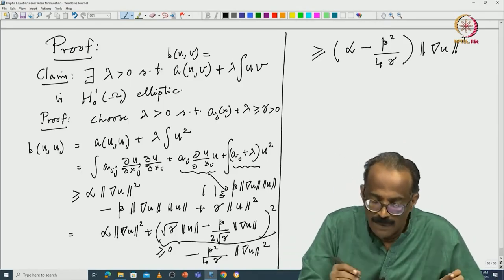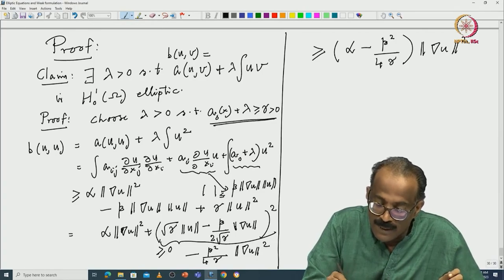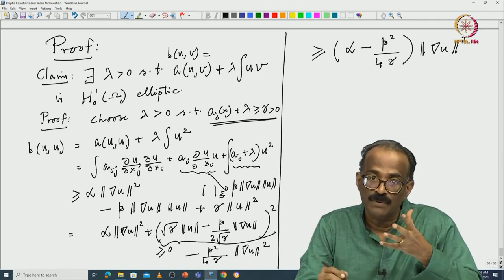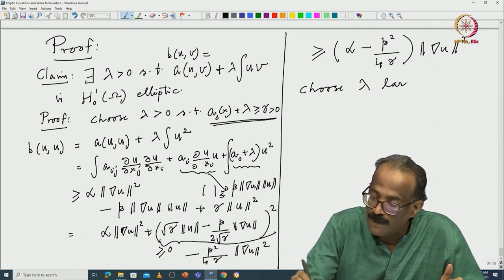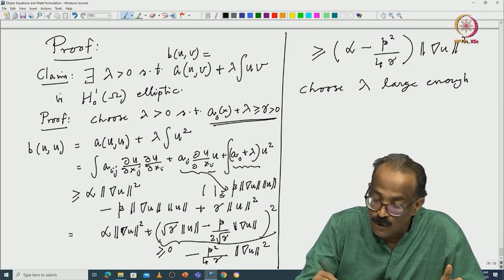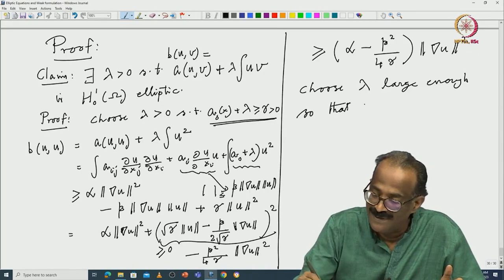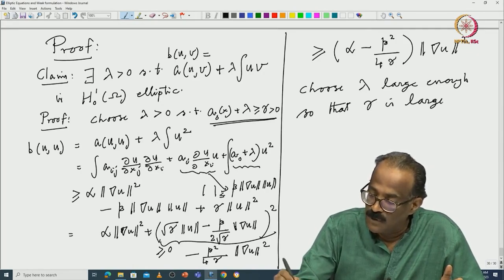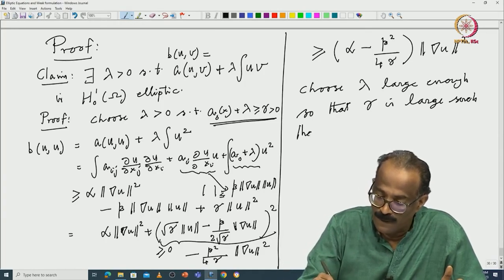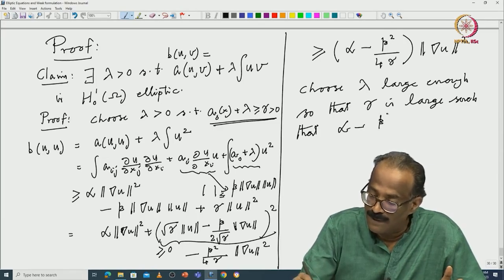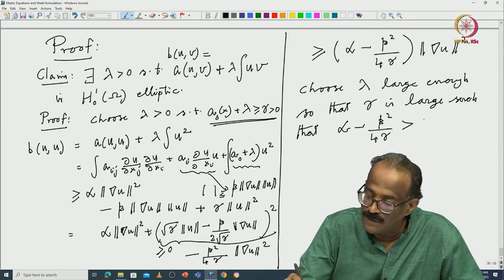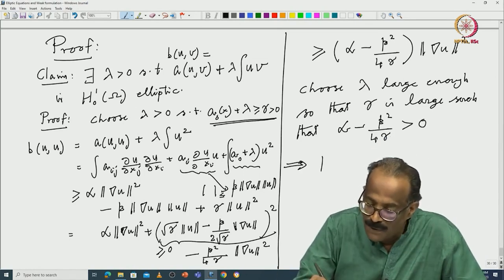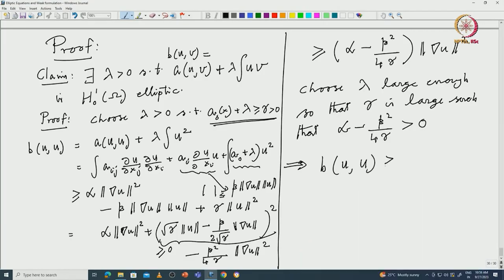Now, look at gamma. Gamma is our choice from here. If lambda is much bigger, you can choose gamma large enough, such that alpha minus beta square by 4 gamma, because gamma is large, this can be made small. So this can be greater than 0. That implies your B(u,u) is greater than or equal to some constant alpha bar into norm grad u square.